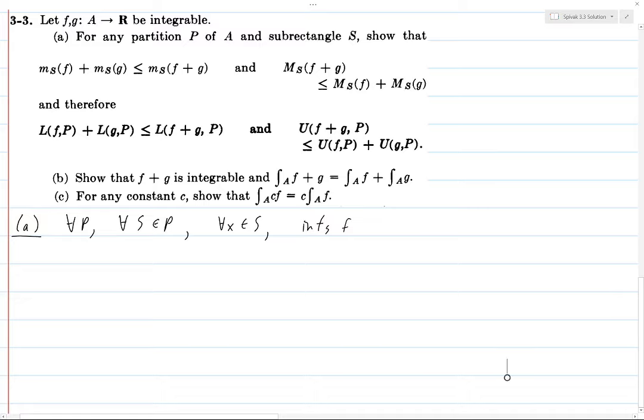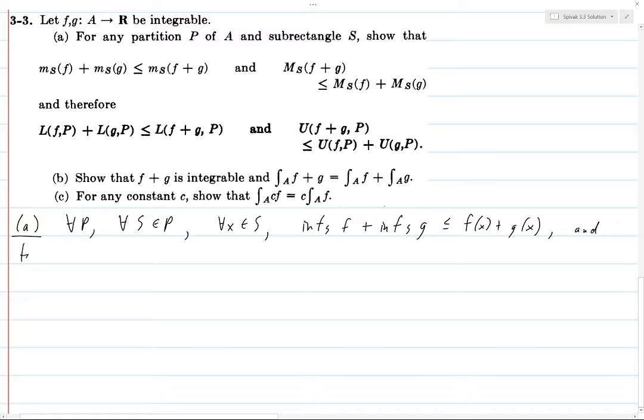So this is the infimum over all x in S of f of x, plus the infimum over all x in S of g of x, is going to be less than or equal to f of x plus g of x. Because if you have a particular f of x, then the infimum over all s of f is certainly going to be less than or equal to f at a particular point x, and likewise the infimum over all s of g is going to be less than or equal to g at a particular point x. So that's why this inequality holds.